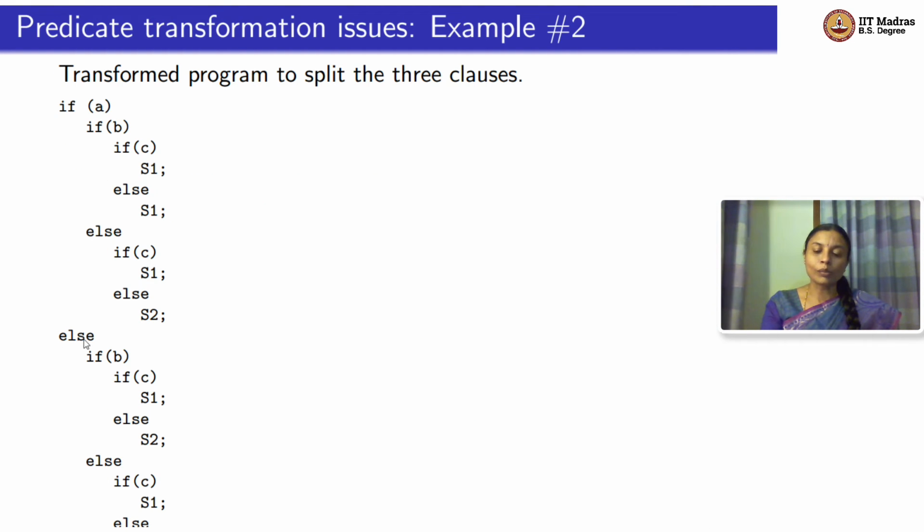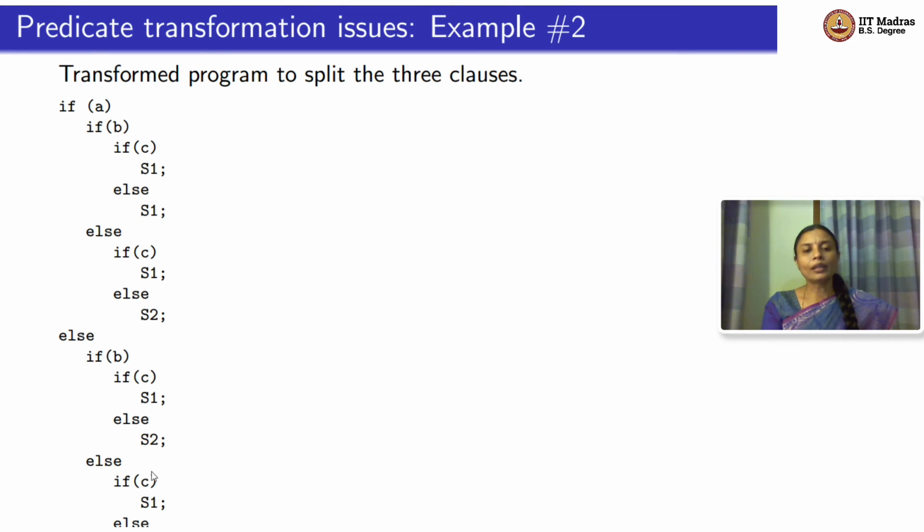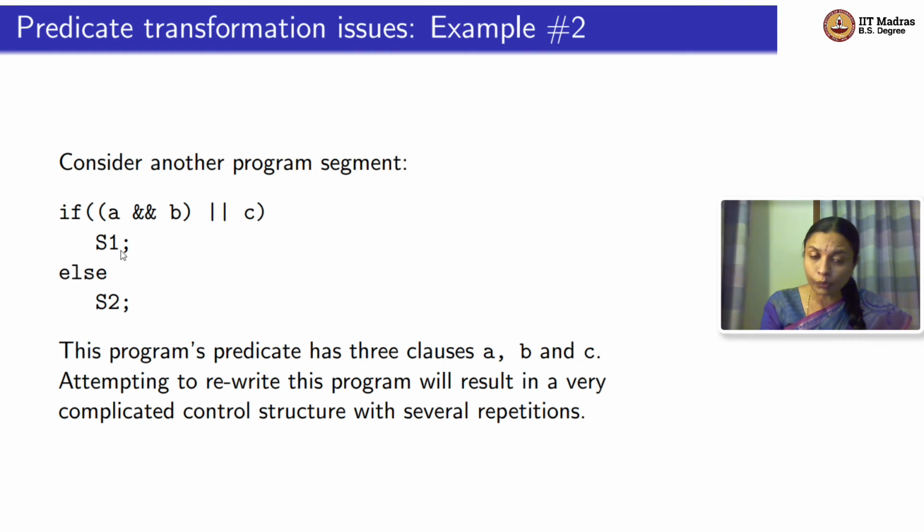Similarly, else means what? If A itself is false, then you check for B and C. If both of them are true, then you could do S1, so on and so forth. It just goes on like this. So what was reading very simple here, the only so-called issue was that this predicate had 3 clauses, but most of the time it's all right.